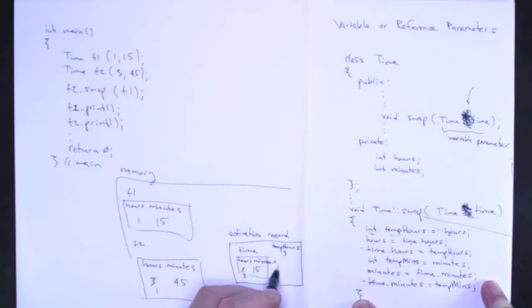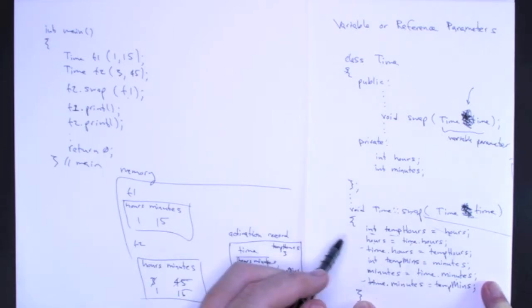So now I create temp minutes, and I store in that minutes, which is 45. Then I take time minutes, 15, and I store that in minutes. And then I take temp minutes, which is 45, and I store that in time minutes. So I replace the 15 with 45.